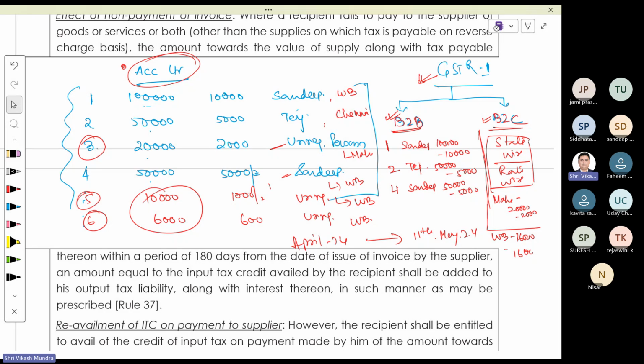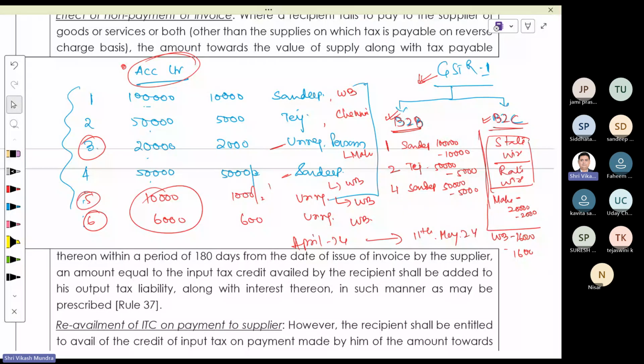ACC Limited will report all these transactions at the GST portal. Now the question arises: how does Mr. Sandeep come to know that ACC Limited has reported these invoices, or has failed to report them, or how does Tejaswini come to know that ACC Limited has reported this document or invoice, or whether there is some mistake?